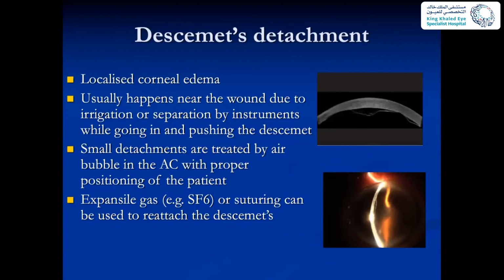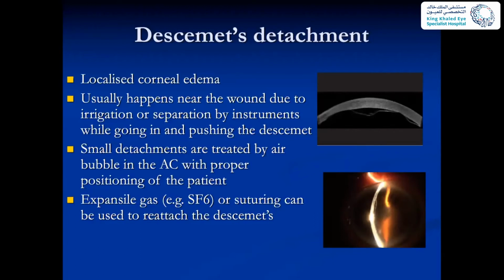This is the cause of difficulty in putting the instrument in and out. I see a lot of us struggling to get the instrument inside the eye. So a small tip is just to make the tip vertical at the start, and then when you pass the Descemet and you are in the AC, go back horizontal. If there is a small detachment near the wound, we can tamponade it with an air bubble in the AC, and then we position the patient accordingly.